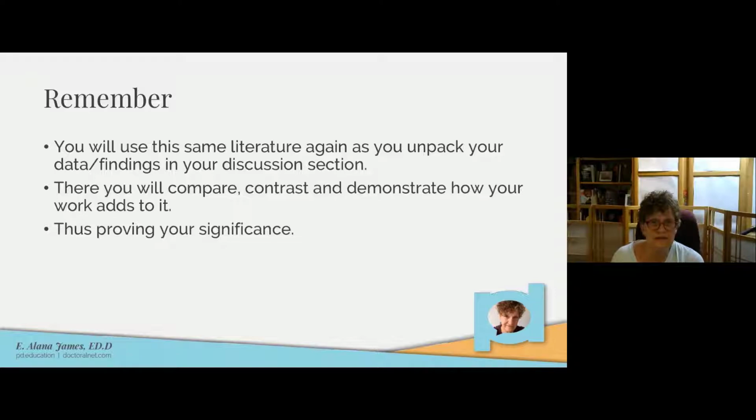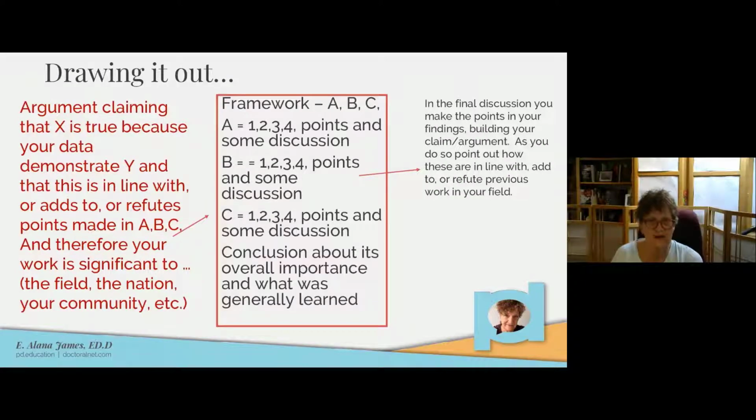You will use this lit again to unpack your data and your findings in the discussion. So the more you can think ahead now, the more likely that will be easier a year from now. And at that level you compare and you contrast with your own work. So as you're putting these things together, imagine your own work and imagine the comparison and the contrast with your work. And then all of that proves your significance.